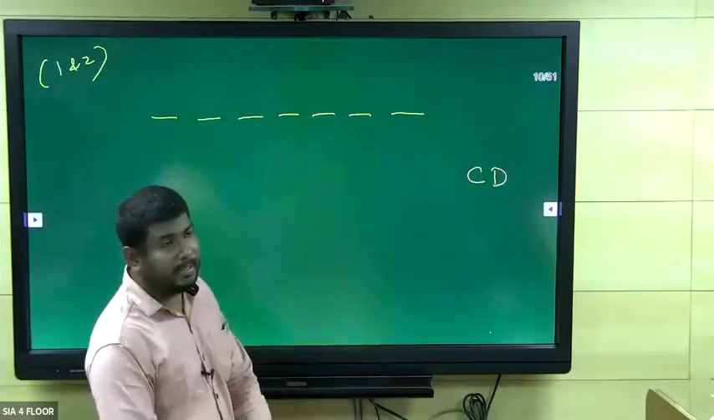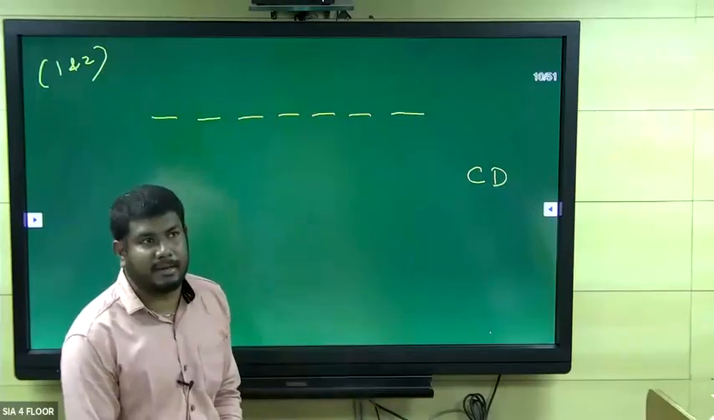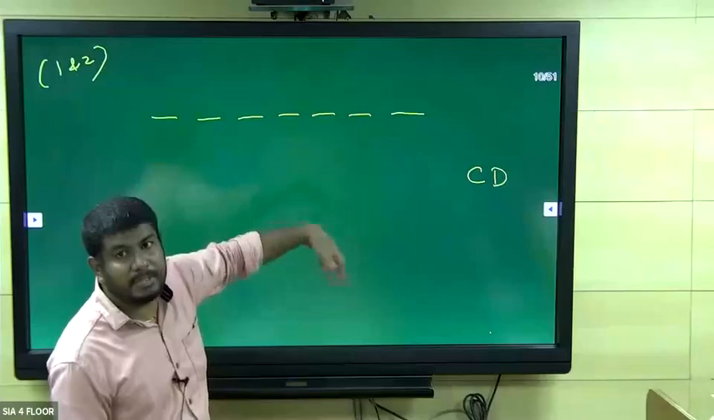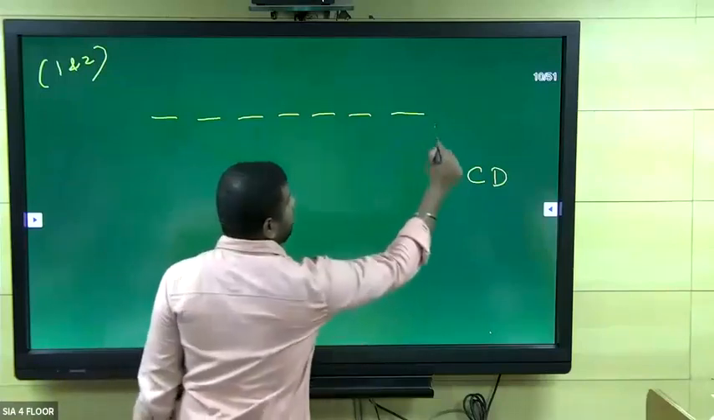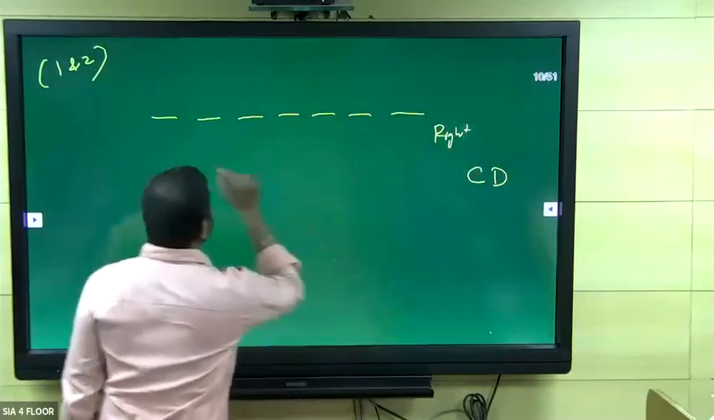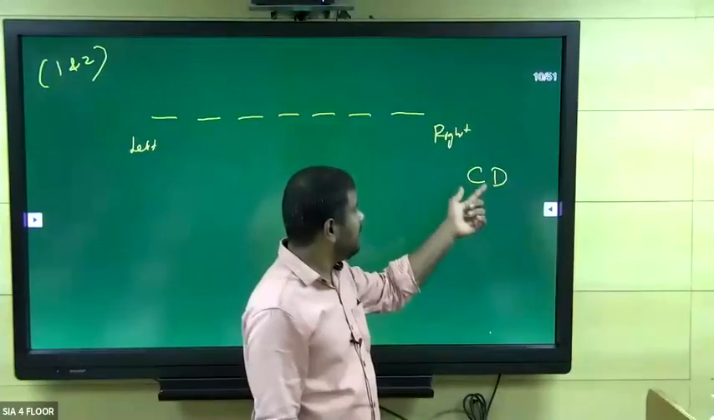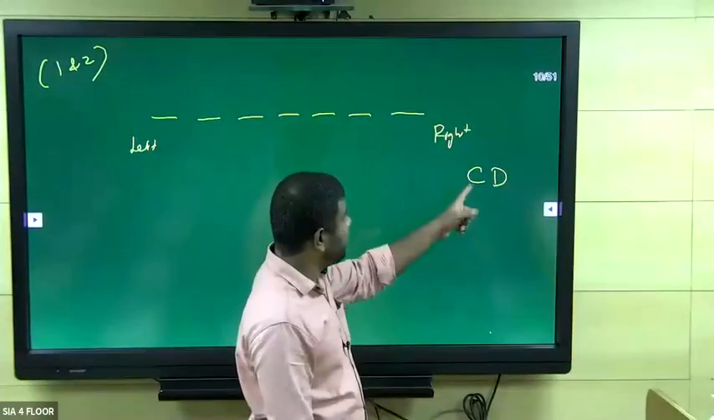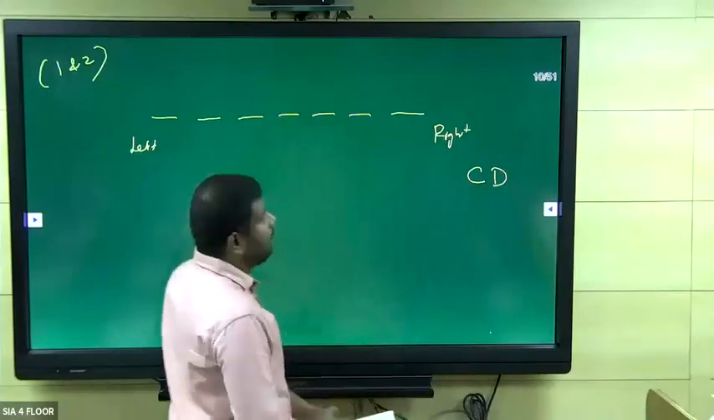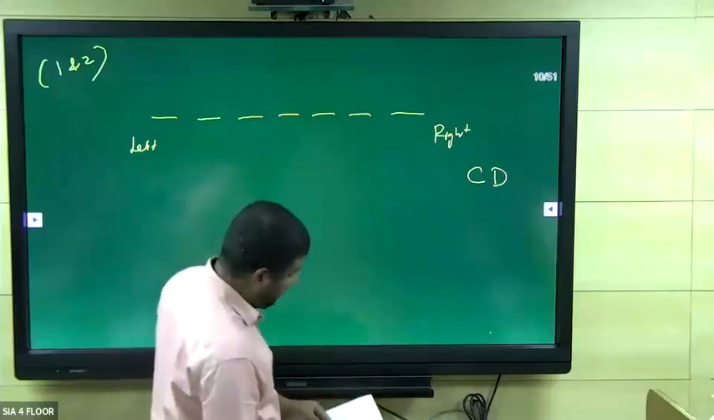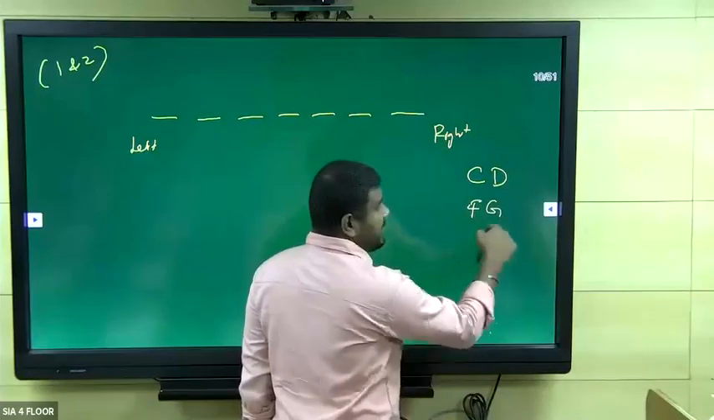I forgot to say one thing. Here they did not mention any direction, whether the arrangement is facing north or south, so we need to assume our own direction. This will be the right side and this will be the left side. The statement is D is to the right of C. If C is here, this is the right direction, so D should come here. Next one: F is standing beside G. That means this is one possibility.